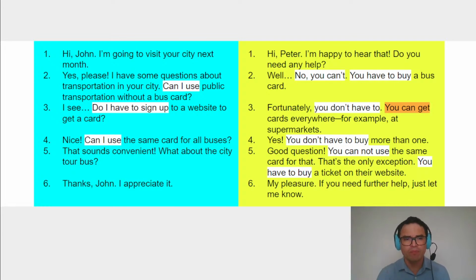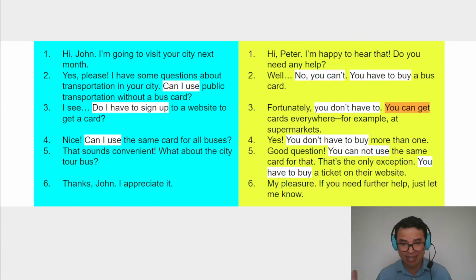Light blue, 3. I see. Do I have to sign up to a website to get a card? Yellow, 3. Fortunately, you don't have to. You can get cards everywhere. For example, at supermarkets. Light blue, 4. Nice. Can I use the same card for all buses?